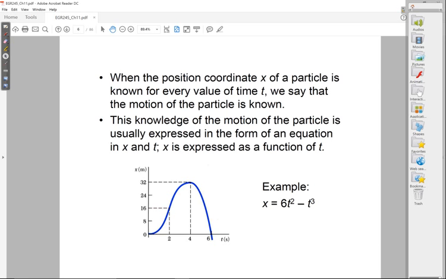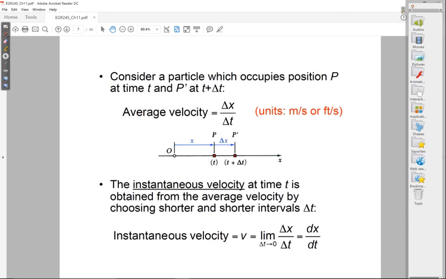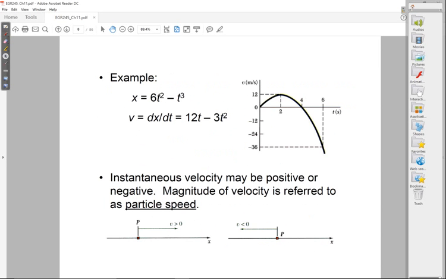The nice thing about having a function is you can always plot it out, like you see here. You plot x versus time, with x on the y-axis and time on the x-axis. That gives you a visual of how this object is changing its position. So if we have x as a function of time, it's very easy to differentiate this function. In order to find velocity, you just differentiate and you get 12t minus 3t squared.